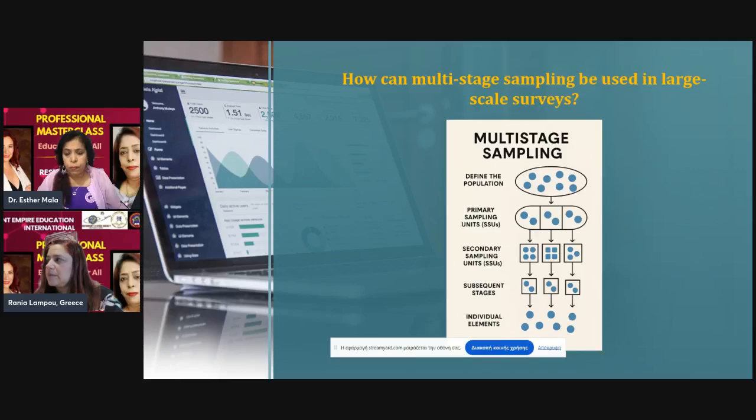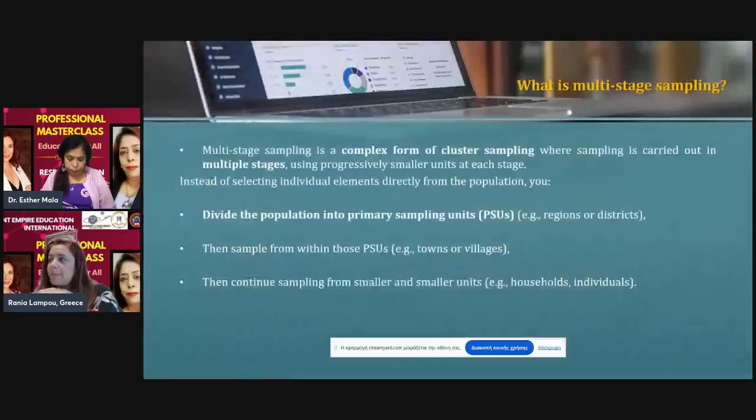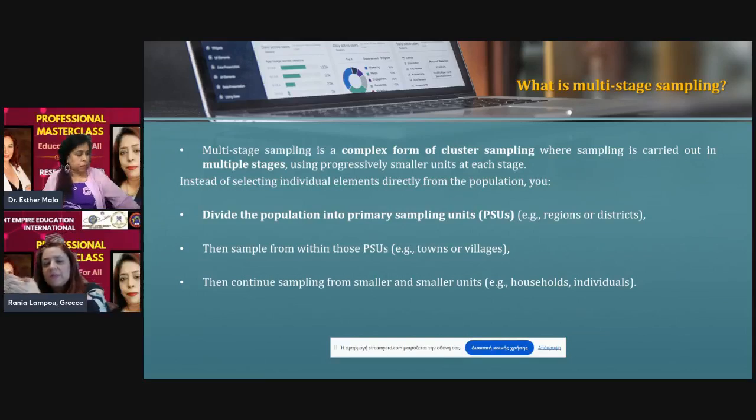Here we can say, yes, this will be the last type for today: multi-stage sampling, which is a practical and efficient technique often used in large-scale surveys, especially when the population is geographically dispersed or too large to list entirely. This is a complex form of cluster sampling, where sampling is carried out in multiple stages, using progressively smaller units at each stage.